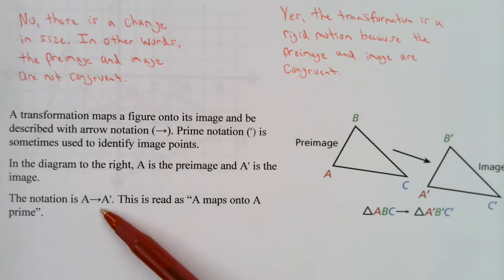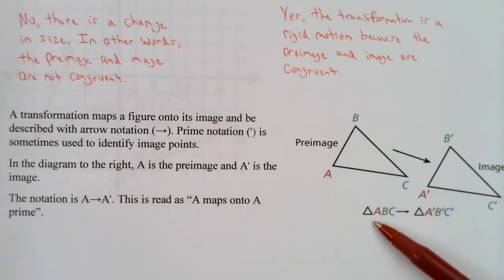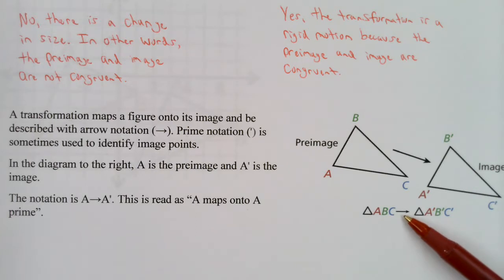And this is how you may see it written. This is called arrow notation. And that's read "maps onto." So this is read A maps onto A prime. This is read triangle ABC maps onto triangle A prime, B prime, C prime.